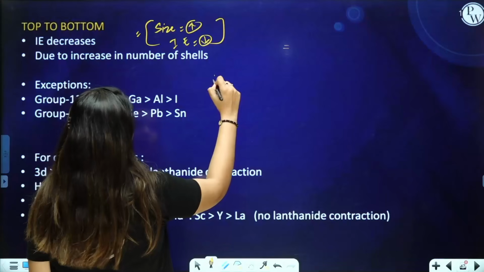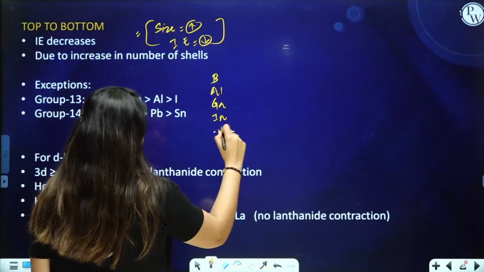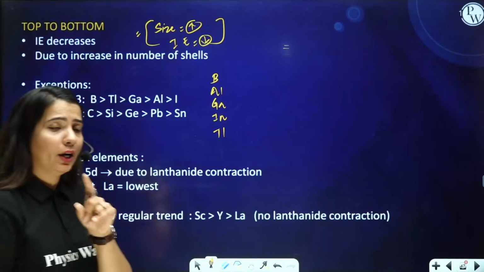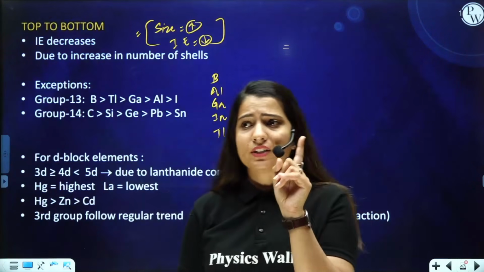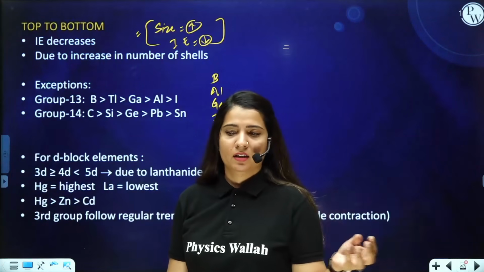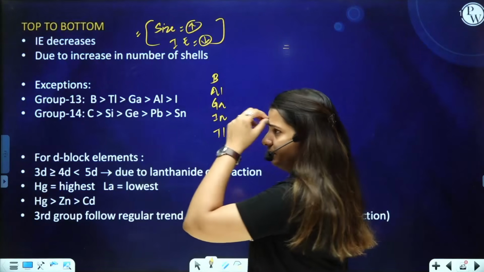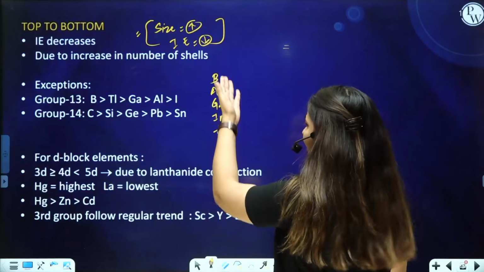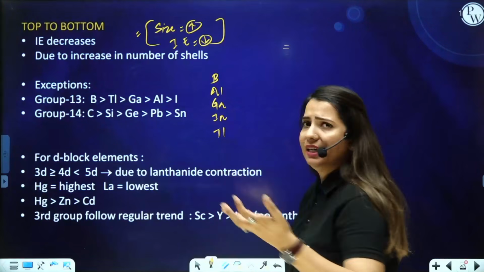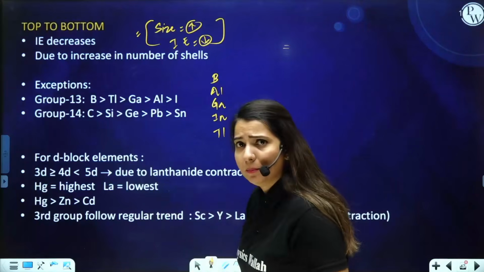If you go towards boron, aluminium, gallium, indium, thallium, this is an exceptional trend. I have already told you that group 13 is the most heterogeneous family, a family which has a number of exceptions, full of exceptions, okay? So ionization enthalpies, top to bottom size increases. Okay, we have exceptions in aluminium and gallium. Now you're telling that after boron, thallium will come.